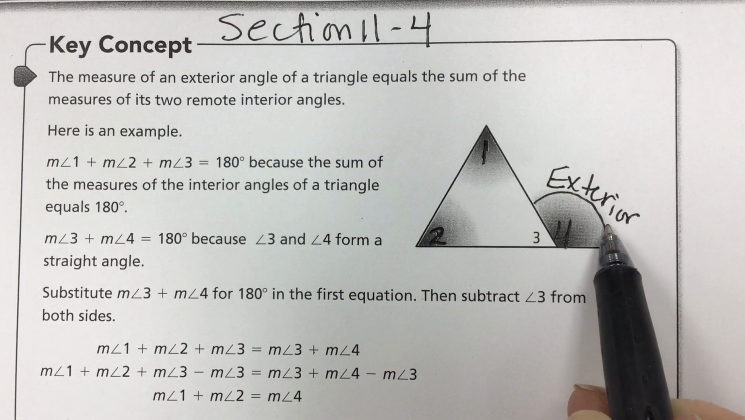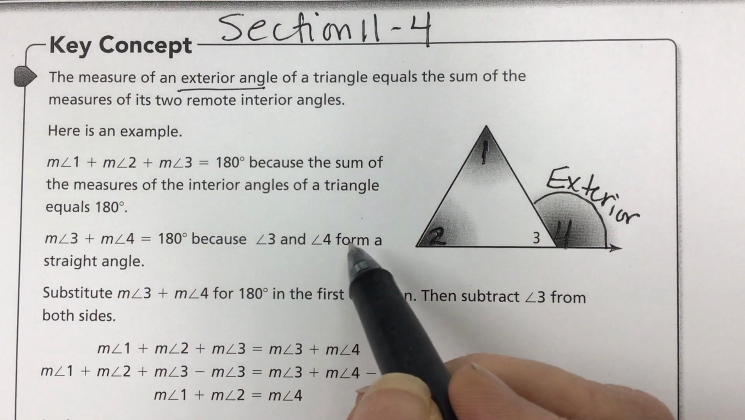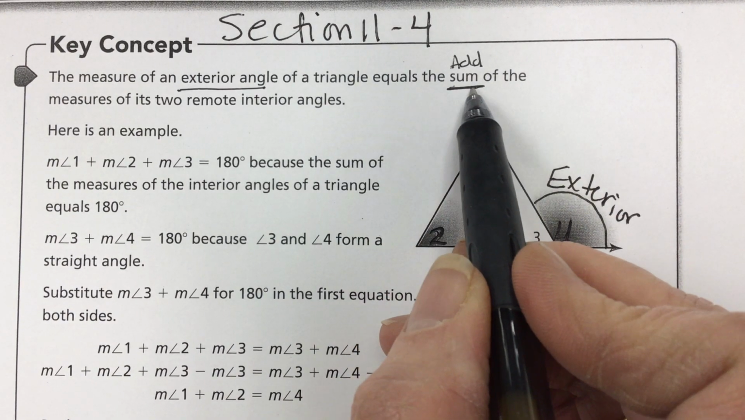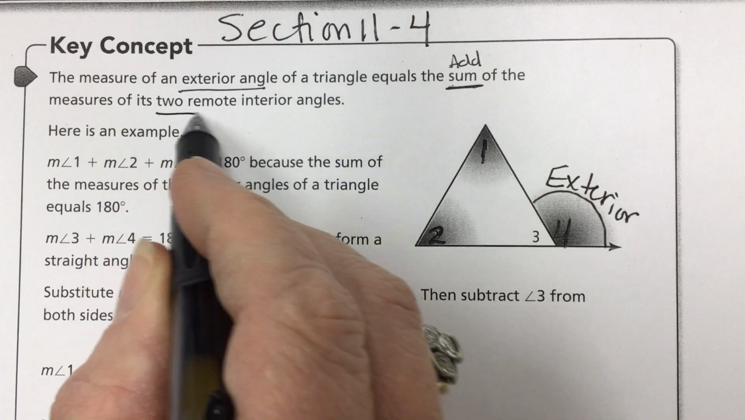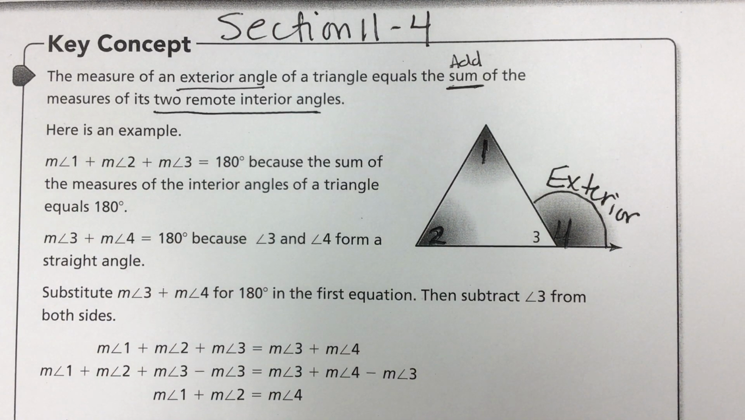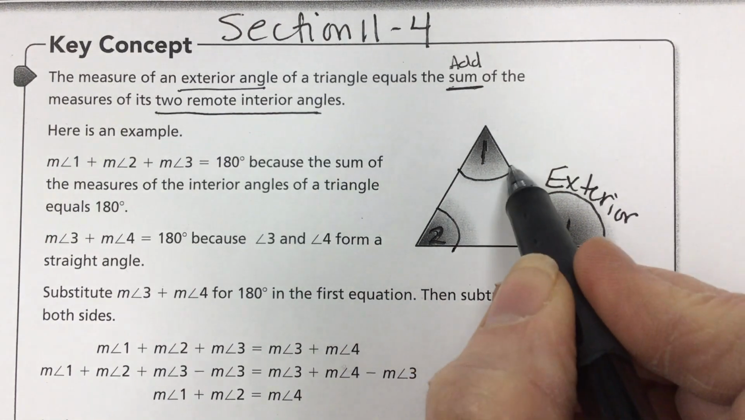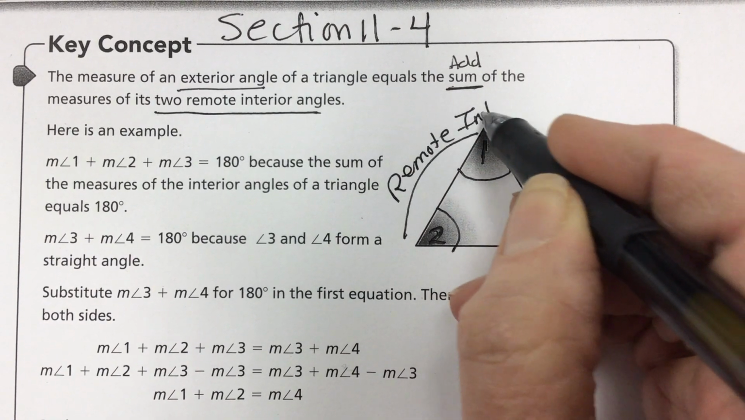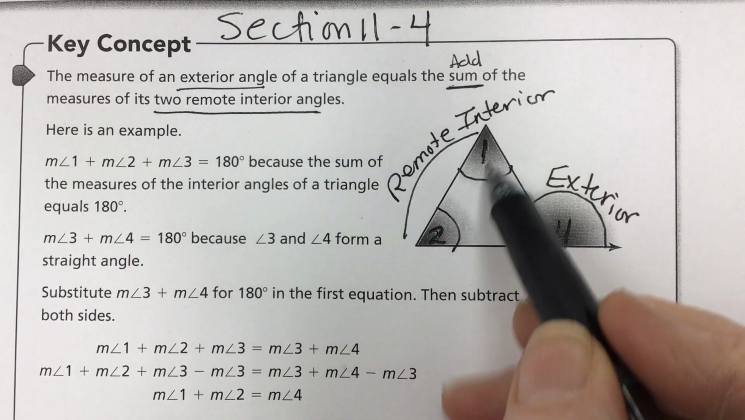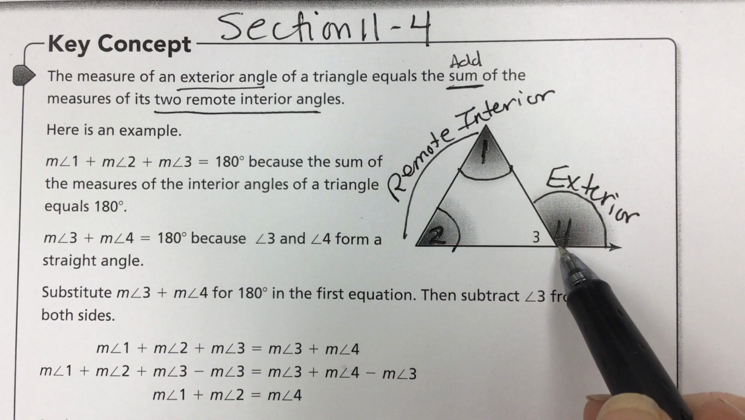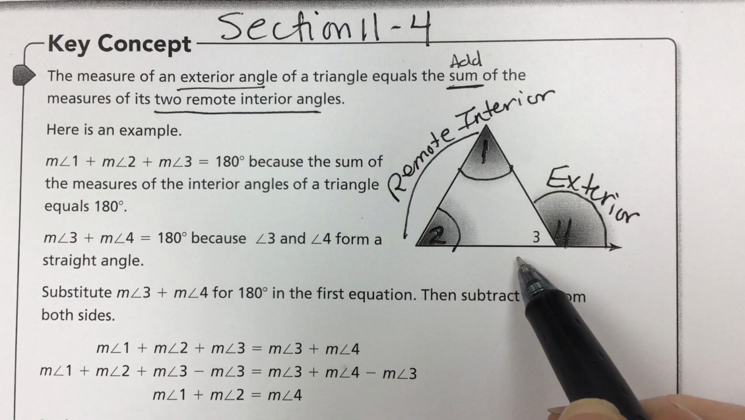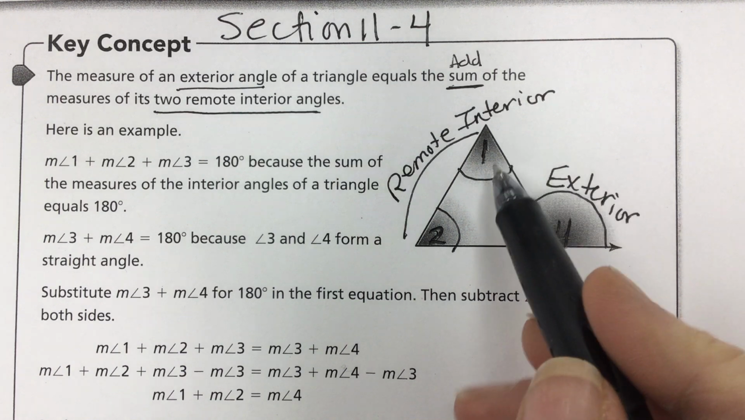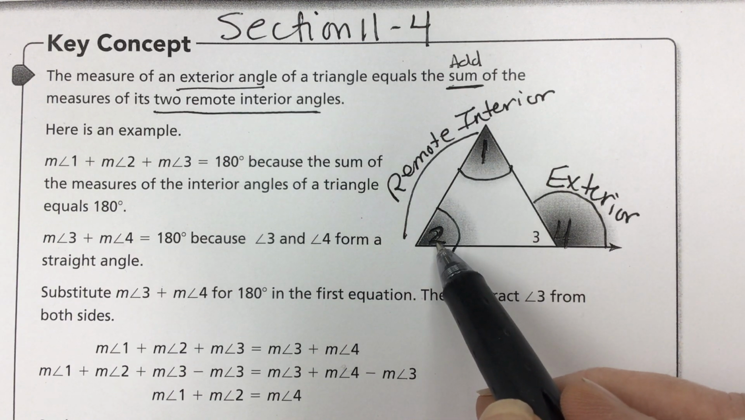Okay? So the measure of an exterior angle of a triangle equals the sum. Sum means to add. Equals the sum of the measure of its two remote interior angles. So, angle 2 and angle 1, these are the remote interior angles. Okay, they're the two non-adjacent. 3 is adjacent to 4, so 3 is not a remote interior. So the exterior angle, angle 4, is equal to angle 1 plus angle 2.